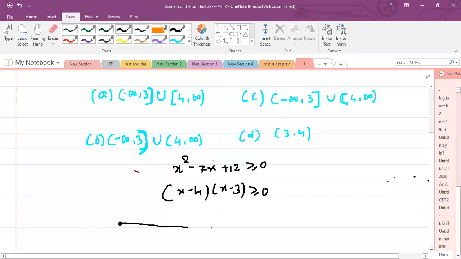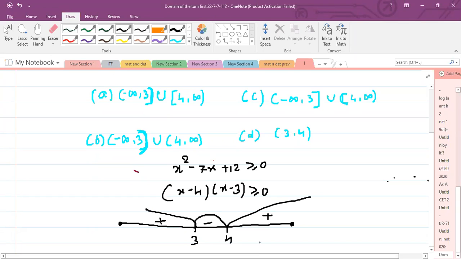So let me consider a real line. I'll go for the wavy curve method. Let me consider the points, equating it to 0: 3 and 4. Up to this it is positive, negative and positive. Therefore, clearly you can see minus infinity to 3, including this 3, you may get greater than or equal to 0. It may be equal to 0 also. Therefore, it will be minus infinity to 3, union 4 to infinity. So it will be option A.